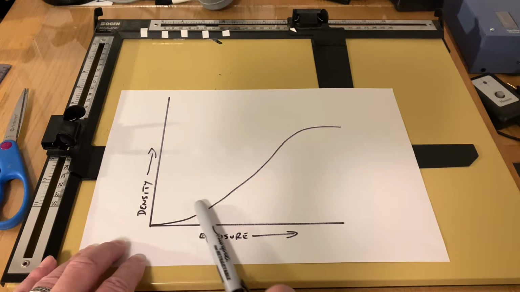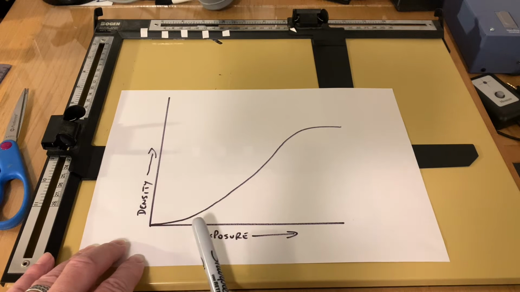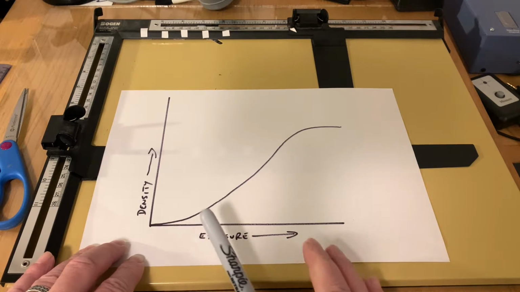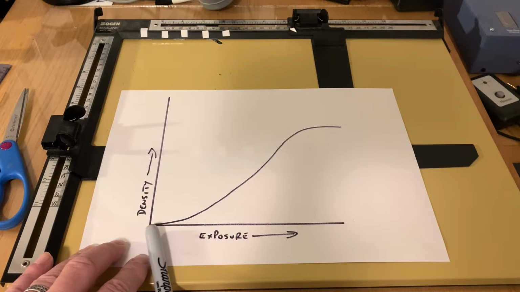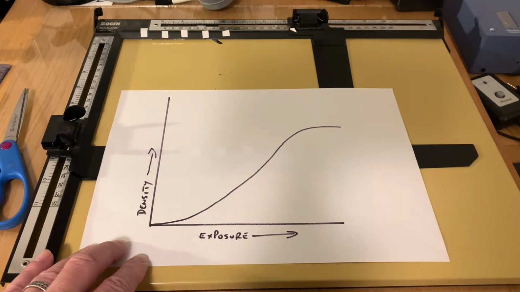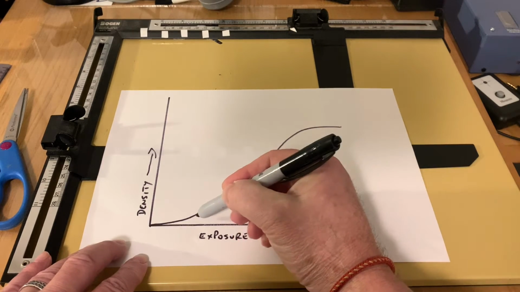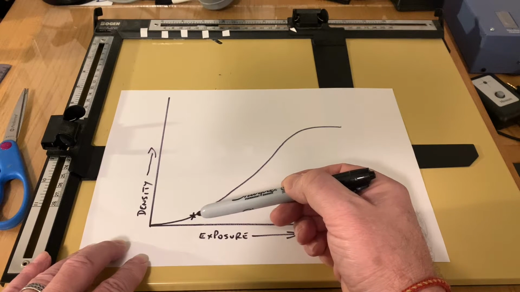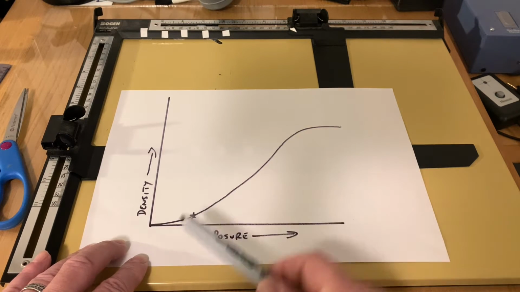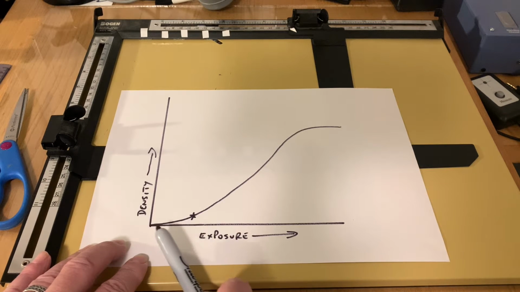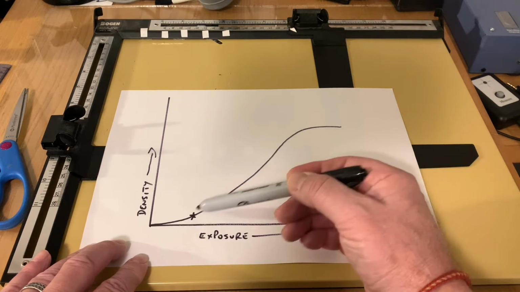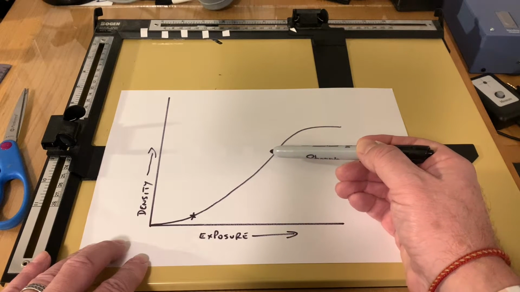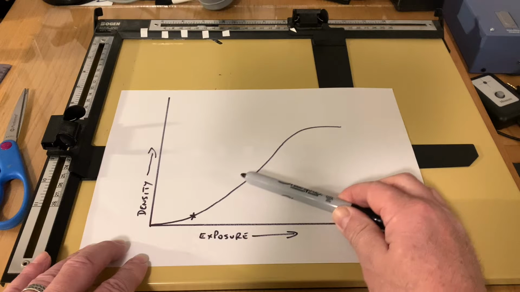Now there's an area down here that we call the toe, and this is an area of what we might refer to as inertia, where we initially start to give exposure to the paper, but nothing can be seen at all. There's no change to the paper, and then at a certain point, and I'm going to mark it here just as an approximation, we start to see the density appearing on the paper. So all of this exposure here was for naught because nothing appeared.